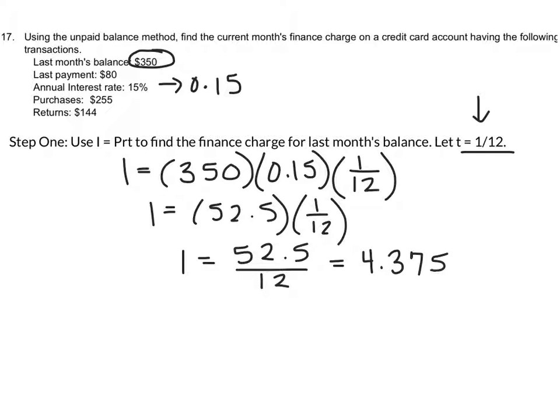So on your calculator, just do 52.5 divided by 12, and you should get a value of 4.375. Now, I is the amount of interest earned, which is a monetary amount, so I should be rounded to the nearest cent, which is $4.38. That's our answer to step 1.